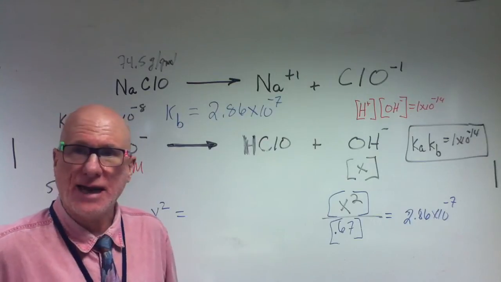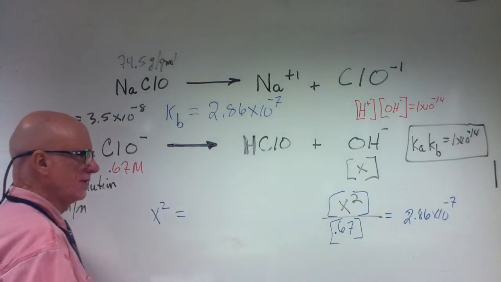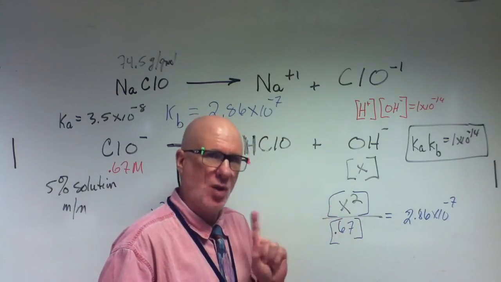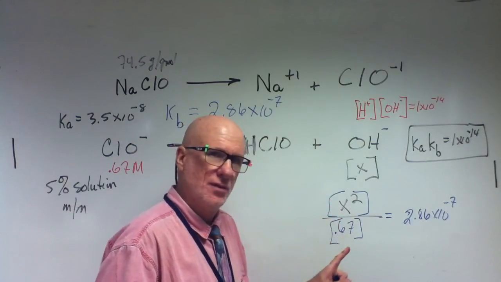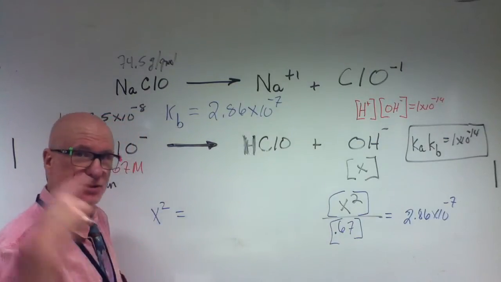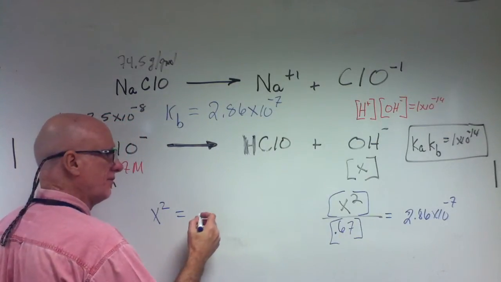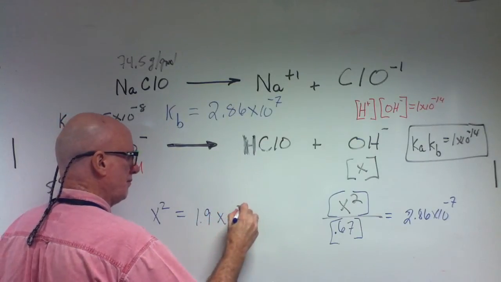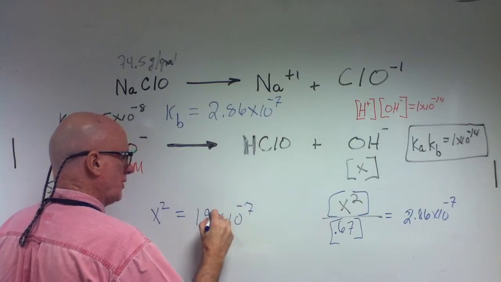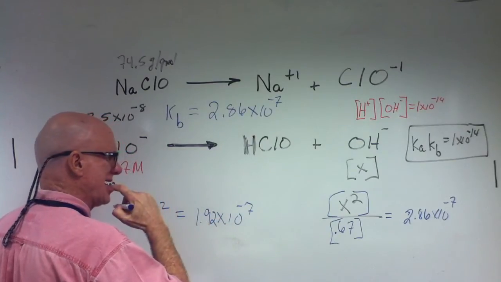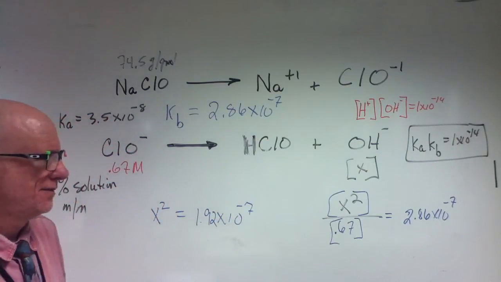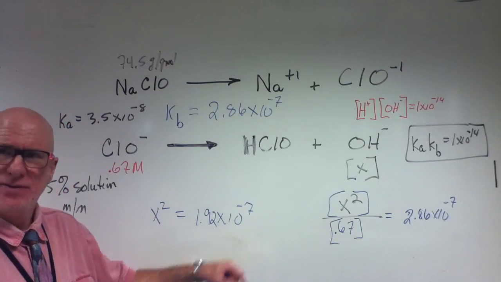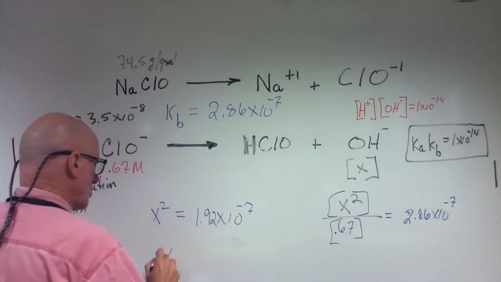So what's the answer, Gabby? So x squared is equal to 1 point, this times this. Not square rooting it yet. 1.92. Okay, sorry. 1.92. Is that correct? Yes. And it's times 10 to the negative 7th. Okay. So now take the square root of both sides.